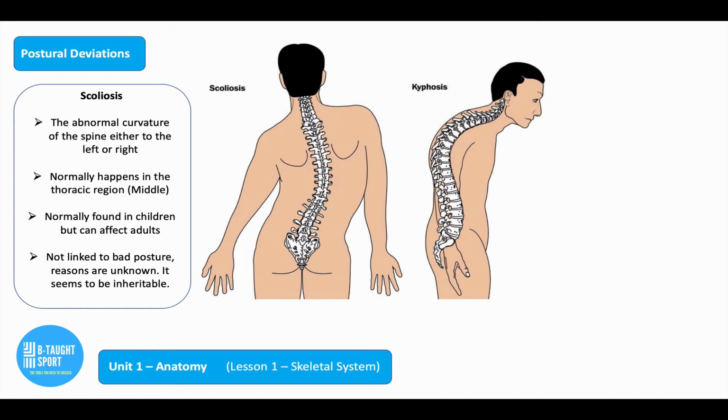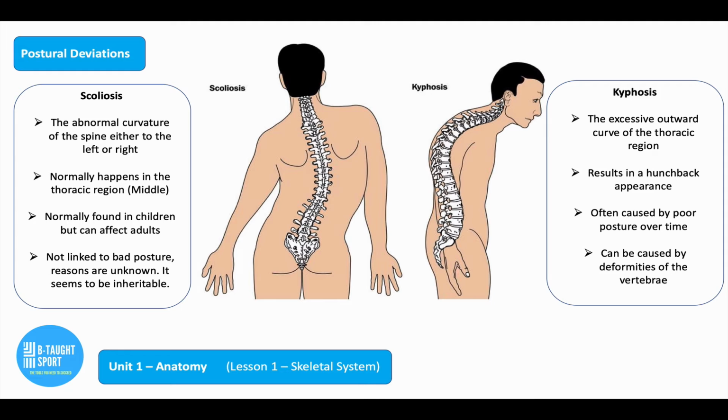Now the second one is kyphosis. Now as you can clearly see, this is like a hunchback. This is also the excessive outward curve of the thoracic region. So again, the same region of the scoliosis. This results in a hunchback, and you normally see a lot of older people walking quite funny with their hunchback, and this is normally down to poor posture over time, or it could be actually a deformity of the vertebrae.